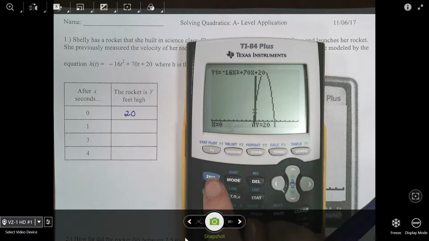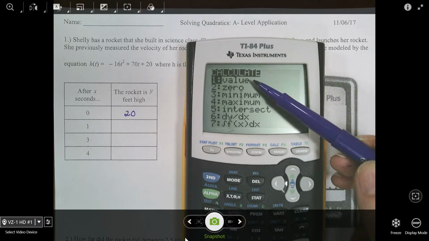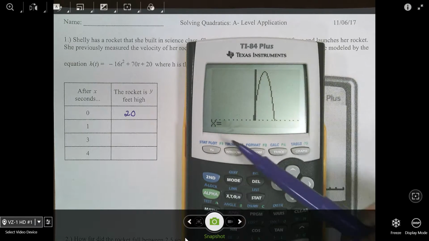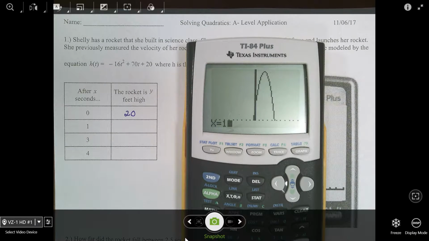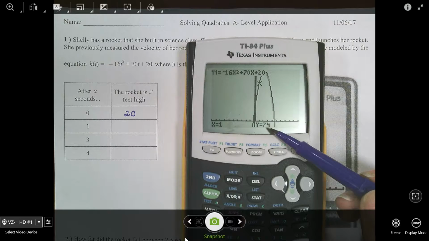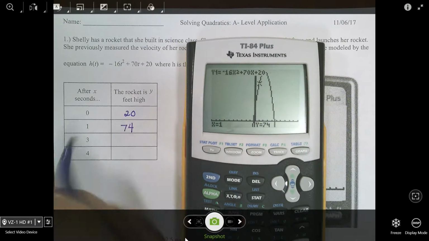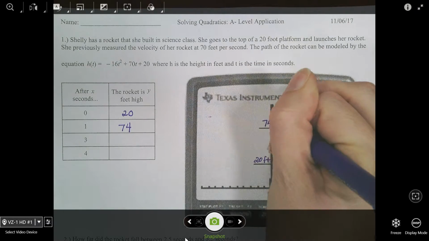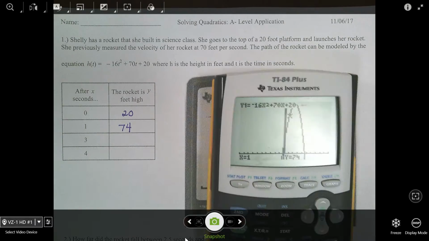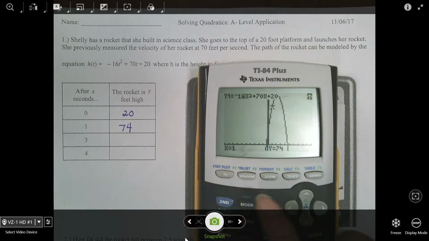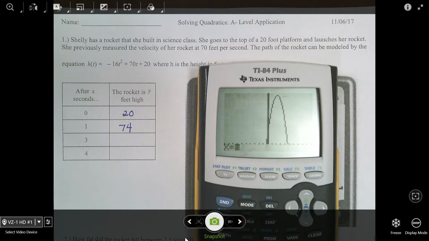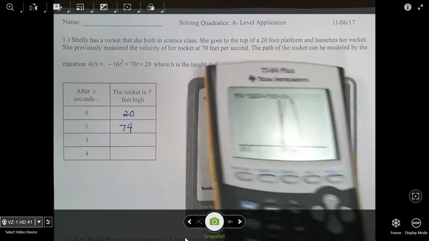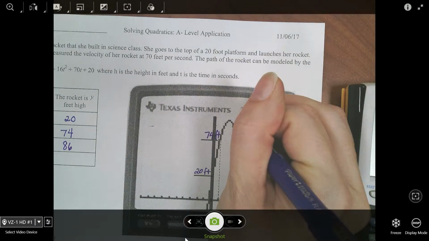So I'm going to do the next one. I'm going to press second and trace. And again, we're going to use that first function, value. I'm going to say my x value this time is 1. Enter. And this time my y value is 74. So after 1 second, my y value is 74 feet. Okay, and we're going to find the rest of them the same way. Second and trace, and we go to value. This time my x value is going to be 3. And my y value is 86. So that means at 3 seconds, my y value is 86 feet.